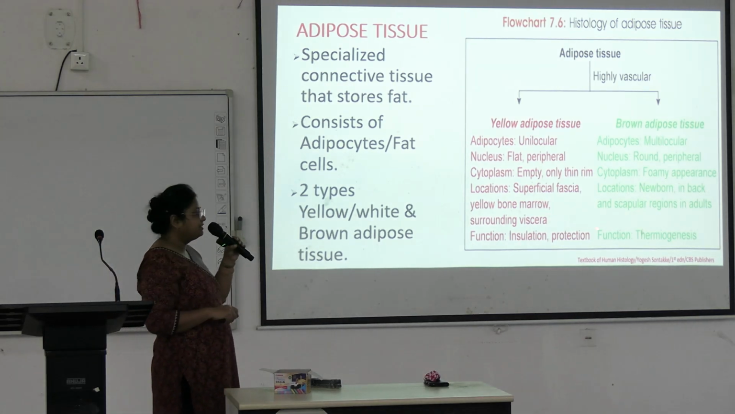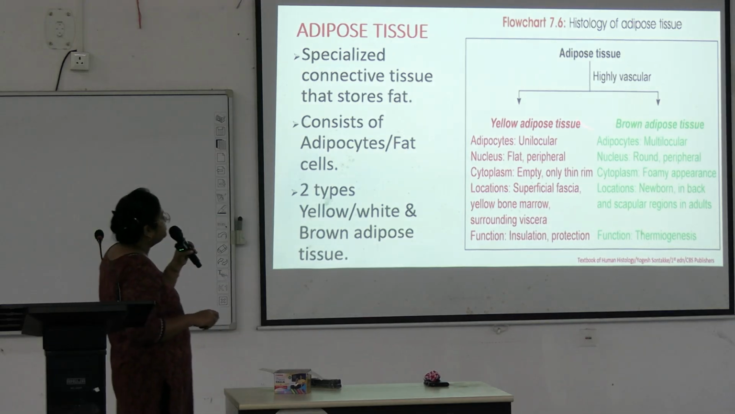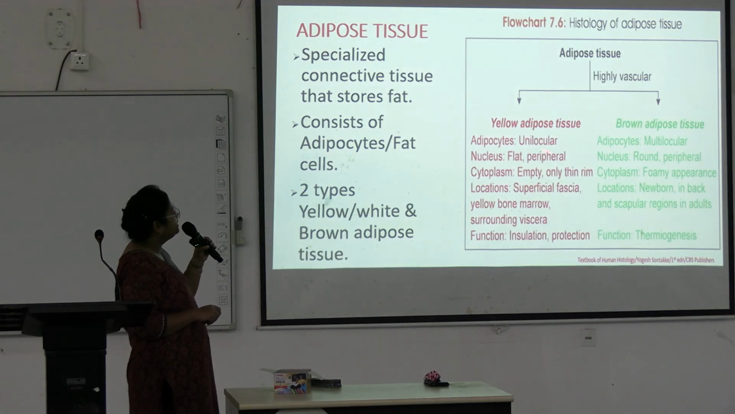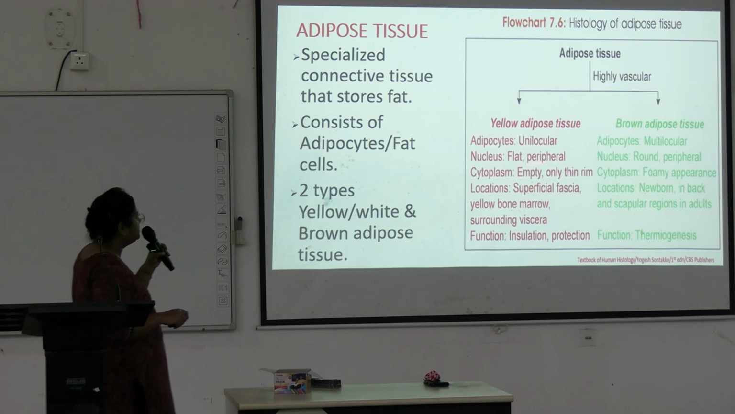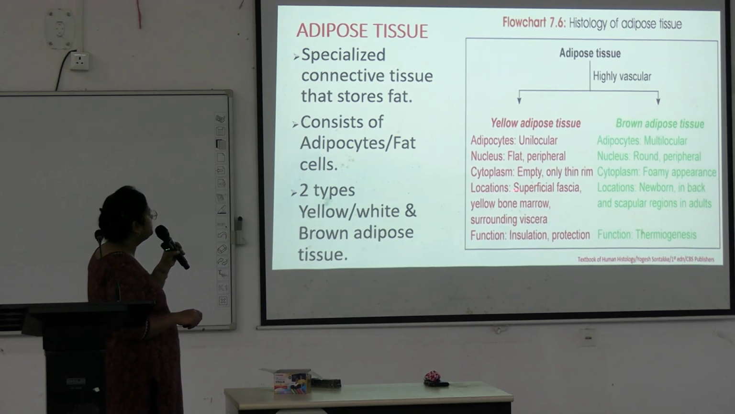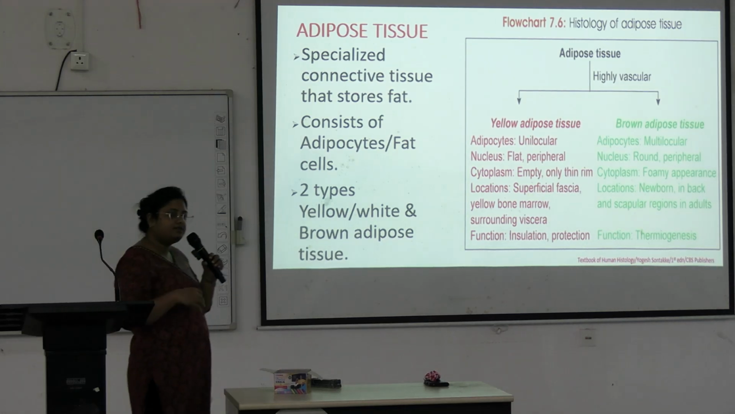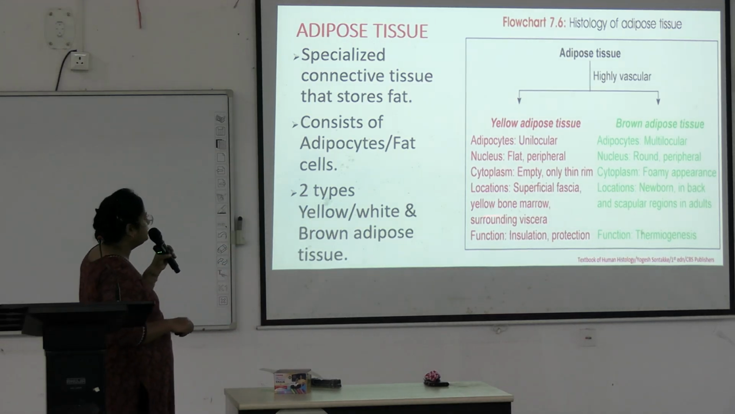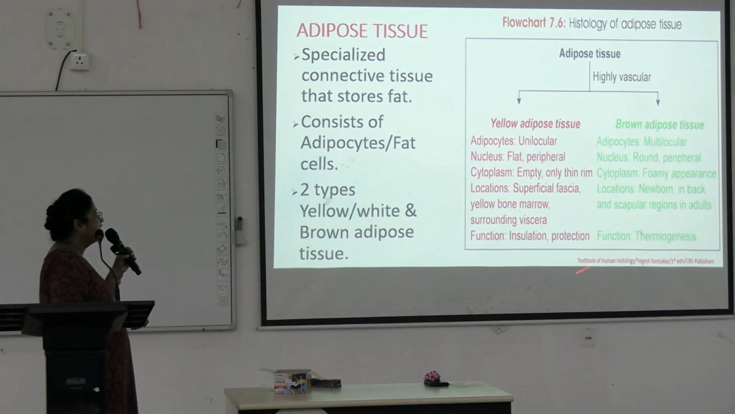Two types of adipose tissue are there, yellow or white, and brown adipose tissue. Adipose tissues are highly vascular. Yellow adipose tissue: here adipocytes are unilocular, nuclei are flat and peripheral, and the cytoplasm is empty, only a thin rim of cytoplasm is present. Locations are superficial, they are present in the superficial fascia, just below the skin. And they are also present in yellow bone marrow and surrounding viscera. And this is the function: function of yellow adipose tissue is insulation and protection.